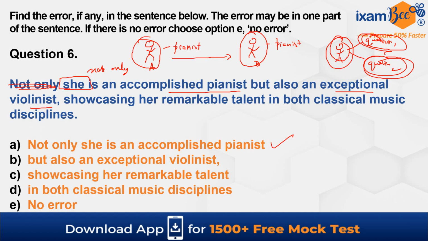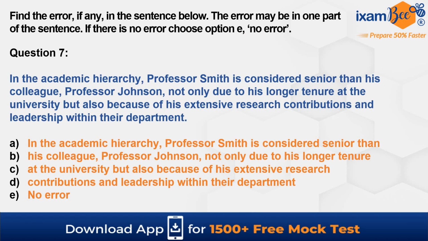Okay. Next question. In the academic hierarchy, Professor Smith is considered senior than his colleague Professor Johnson, not only due to his longer tenure at the university, but also because of his extensive research contributions and leadership within their department. So what is happening here? Okay, again, the sentence is a bit long, right? So take your time, right? Think about different clauses, break the sentence into different parts, and try to find out the error here.